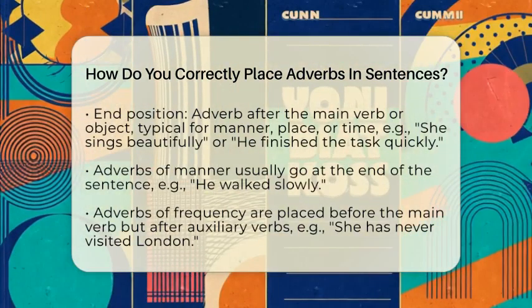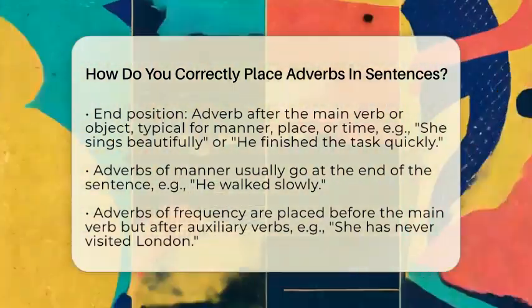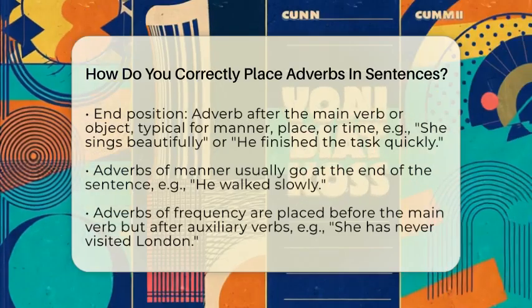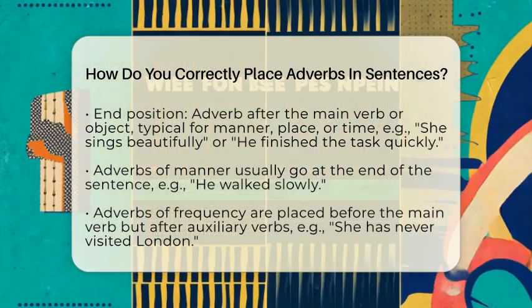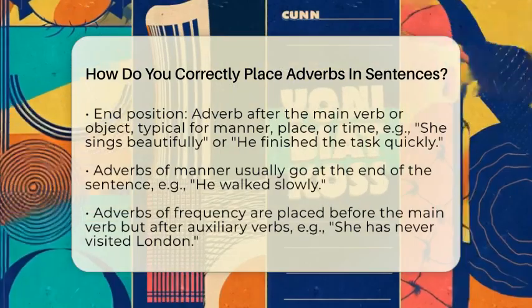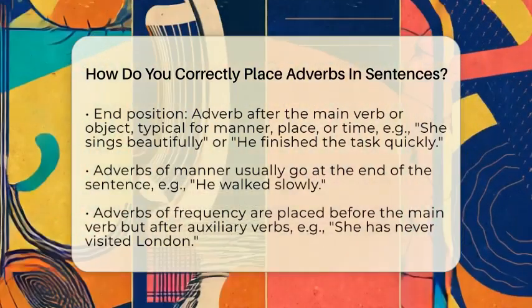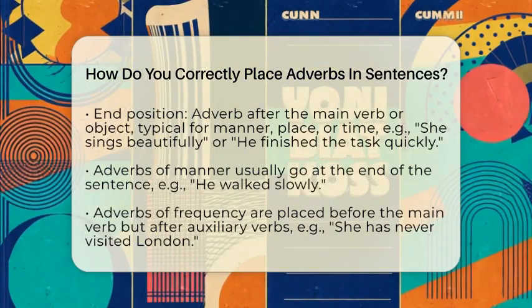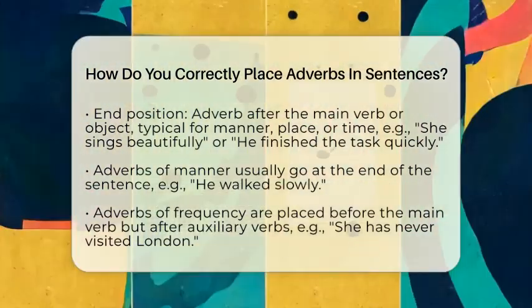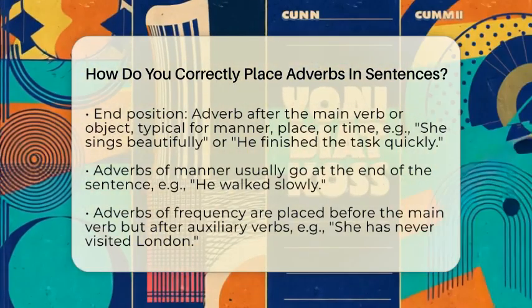The third position is the end position. Adverbs can be placed after the main verb or after the object if there is one. This is typical for adverbs of manner, place, or time. For example, she sings beautifully or he finished the task quickly. Both sentences show how the action is performed or when it happened.